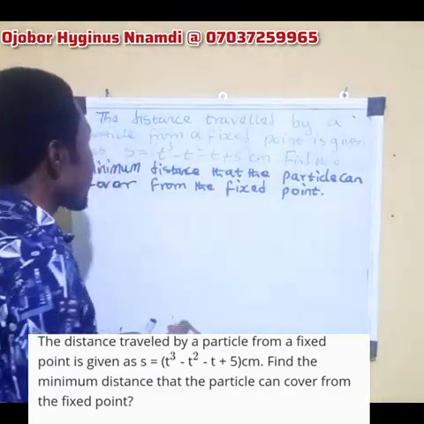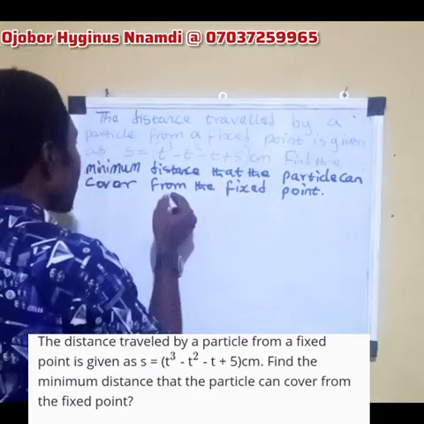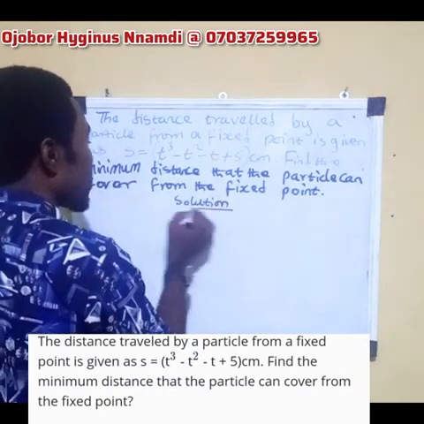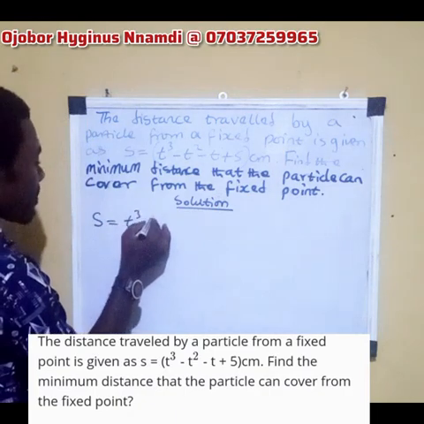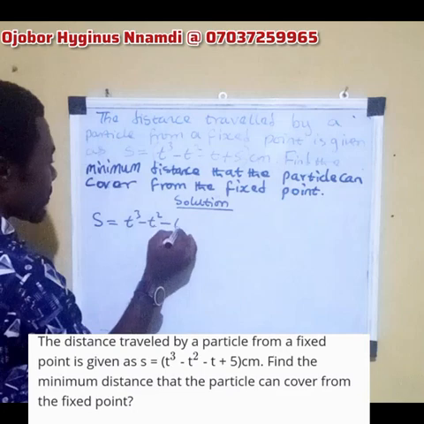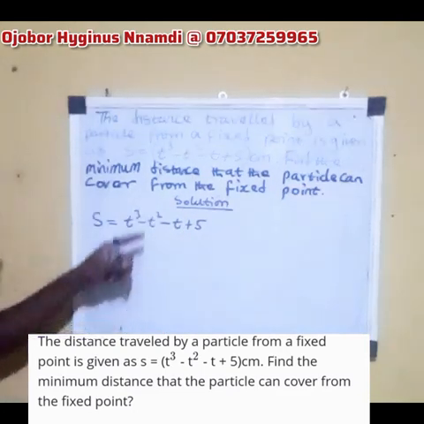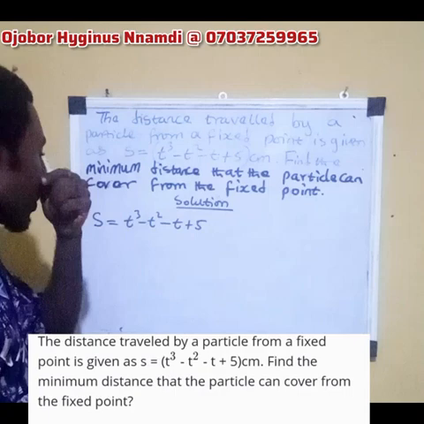Friends, in this question, it says the distance traveled by a particle from a fixed point is given as s equals t cubed minus t squared minus t plus 5, in centimeters. We should find the minimum distance that the particle can cover from the fixed point.